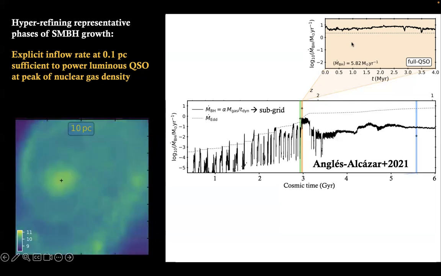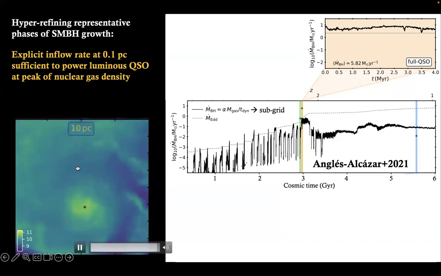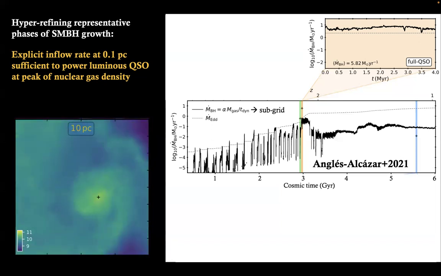And now you can see here the 10 parsec scales, with very high gas density. The black hole is moving because it's interacting with a very dense stellar lopsided disk. And in the top right panel, you can see the actual accretion rate as a function of time, measured at subparsec resolution. So there is no subgrid modeling here. We can let the code evolve and just tell us explicitly how much gas is crossing the inner 0.1 parsecs.